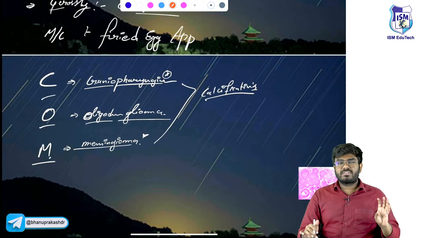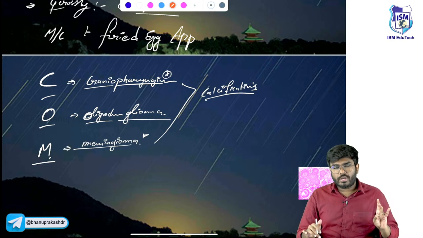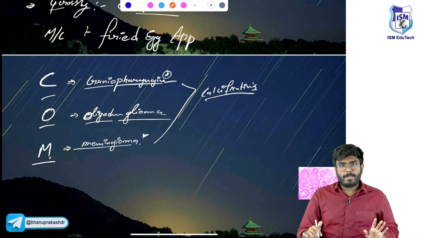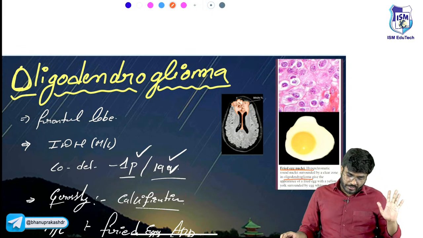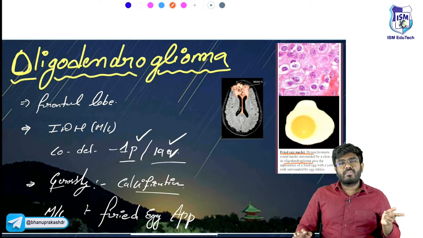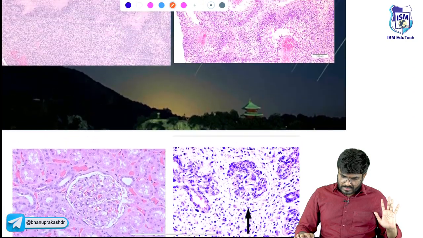COM tumors will undergo calcification: craniopharyngioma, oligodendroglioma, and meningioma. Oligodendroglioma affects the frontal lobe, with fried egg appearance, IDH gene mutation, and codeletion of 1p and 19q. Grossly, calcifications can be seen. Next, what is this?